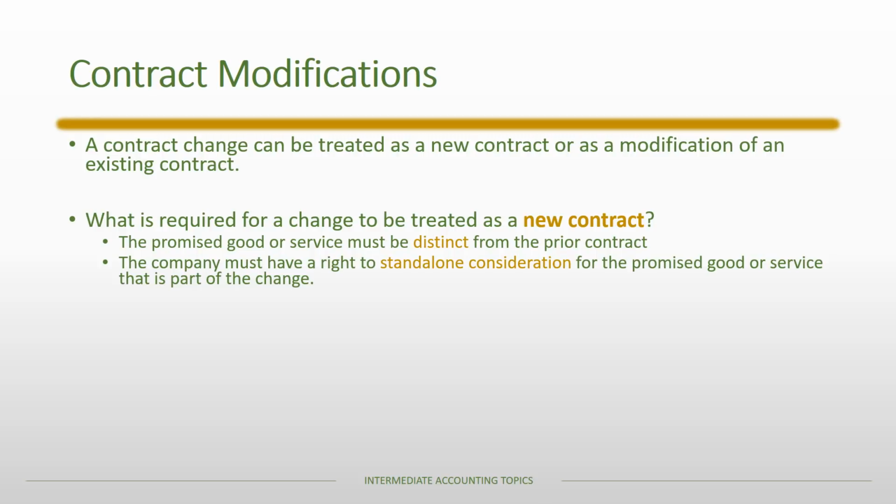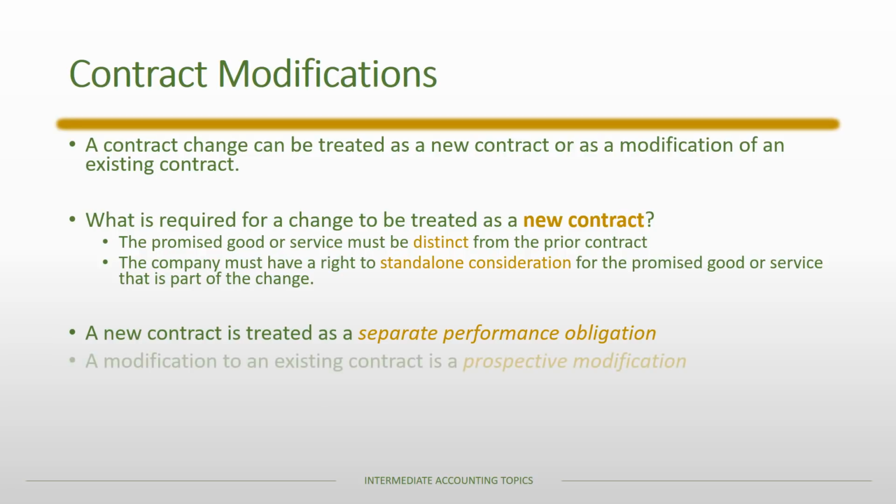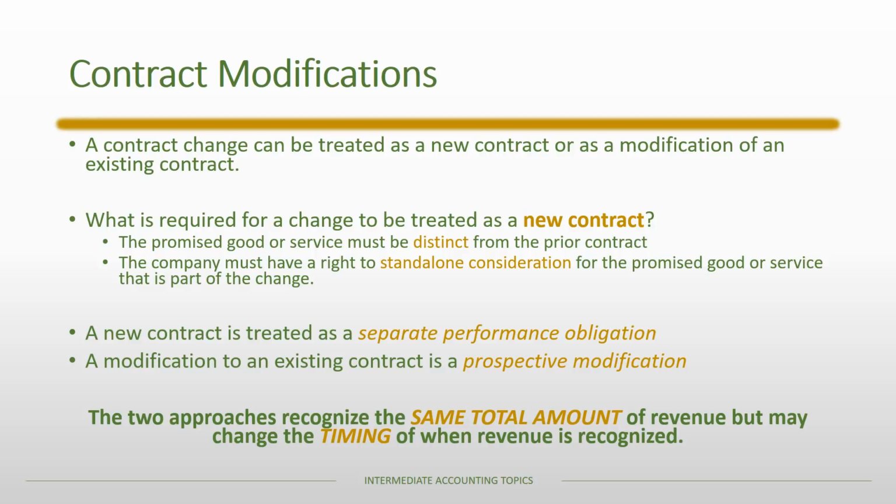If both those criteria are met, then the firm can record a new contract as opposed to recording a modification of an existing contract. So a new contract is treated as a separate performance obligation, whereas a modification is treated as a prospective modification. It's important that whether you have a new contract or a modification of an existing contract, the revenue that's going to be recognized is the same in total, but the timing could be different depending on which situation you find yourself in. And so let's talk about an example.